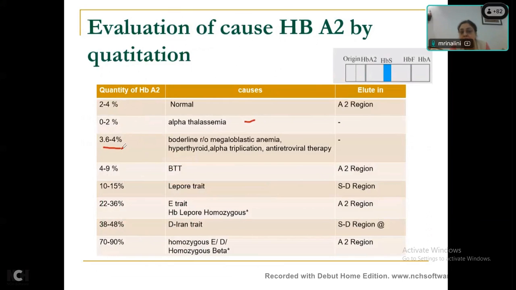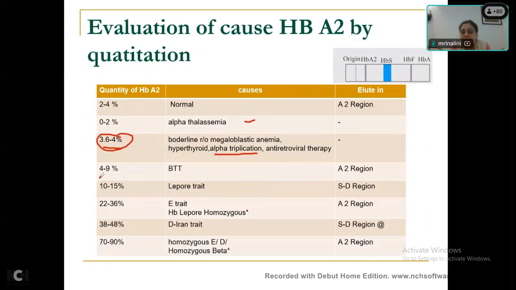3.6 to 4% is a borderline A2 value, and you need to rule out megaloblastic anemia, hypothyroidism, and antiretroviral therapy, and also some other mutations in beta thalassemia, which are silent mutations. And this group requires the maximum. This is the group which requires molecular studies for diagnosis.